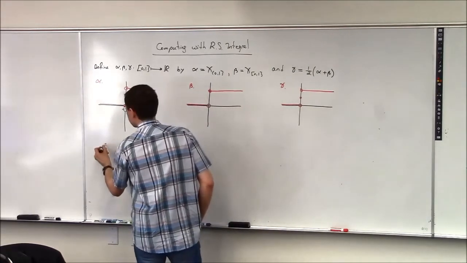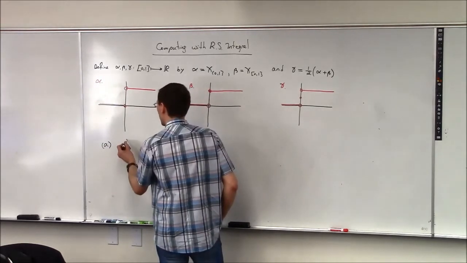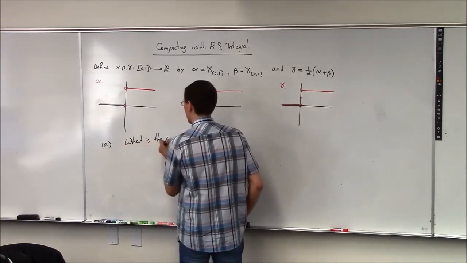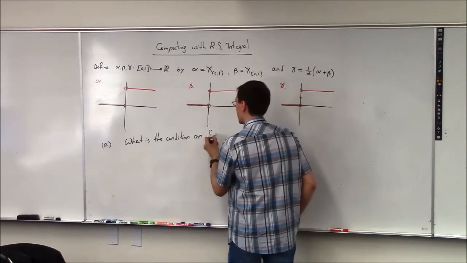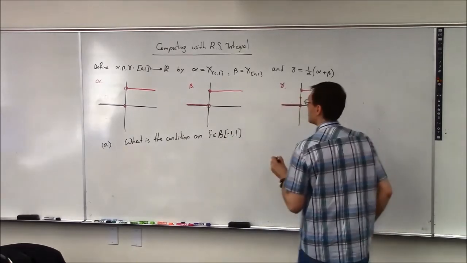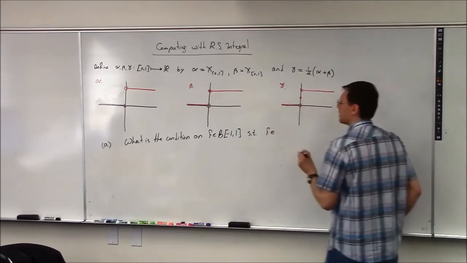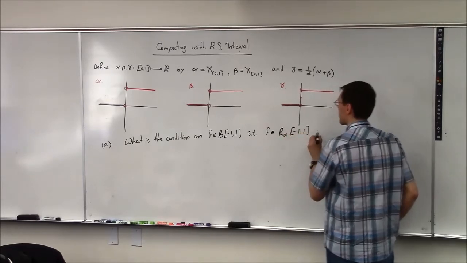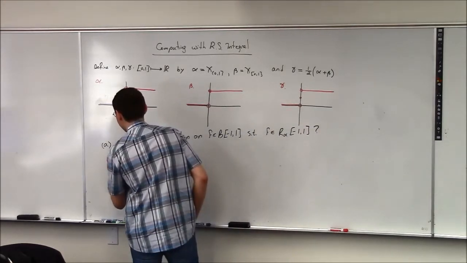What we want to know is, what is the condition on a function that belongs to the bounded space on the interval from minus 1 to 1. So the function is bounded such that the function is integrable with respect to alpha. And of course, find the integral.